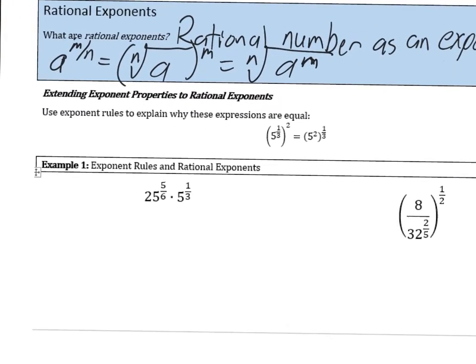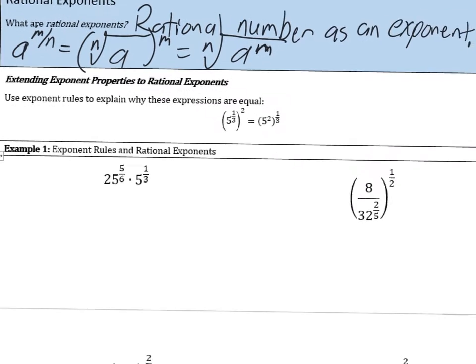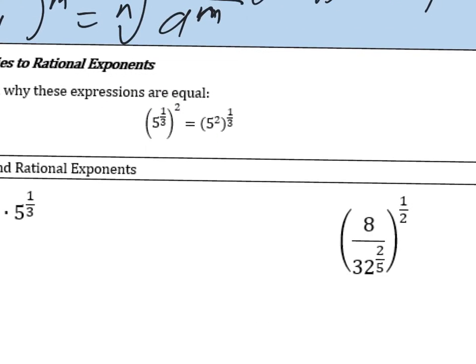So use exponent rules to explain why these expressions are similar. So looking at these two, what rule are we looking at? The product rule, power rule, quotient rule, negative exponent, zero, power of a product. Well, looking at it, it looks like to me we have the power rule. And what was the power rule again? It was b to the m to the n. How do we solve that? b to the m times n.